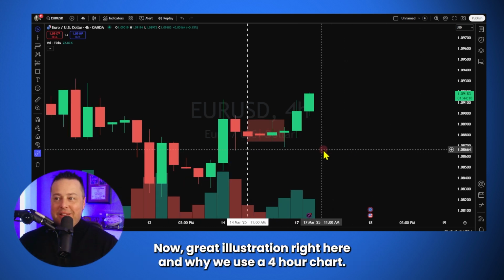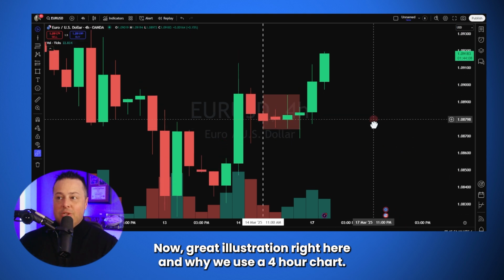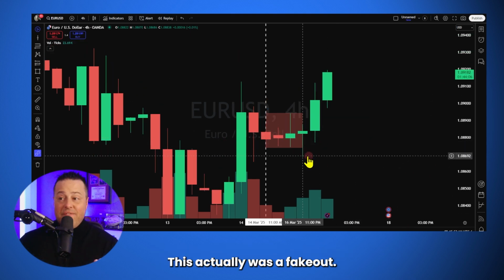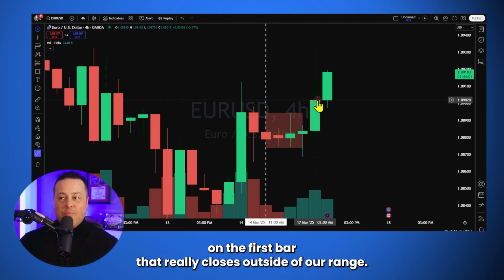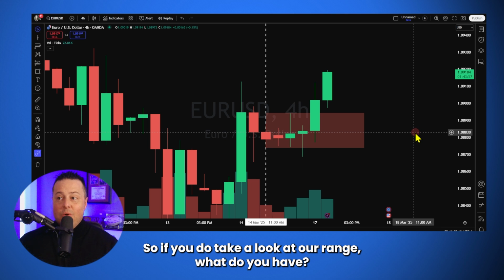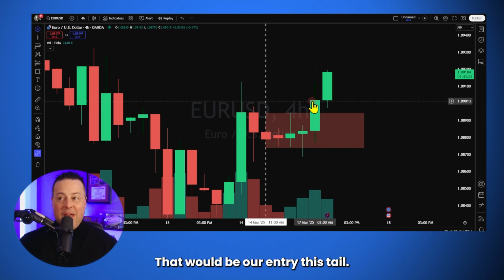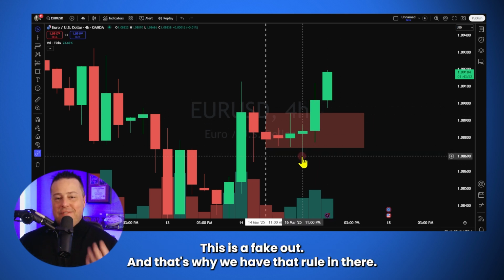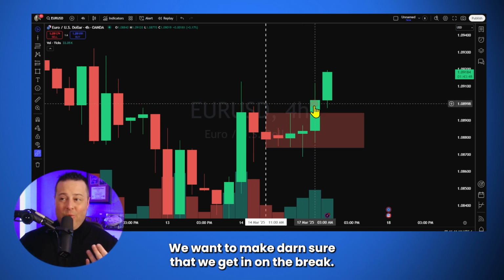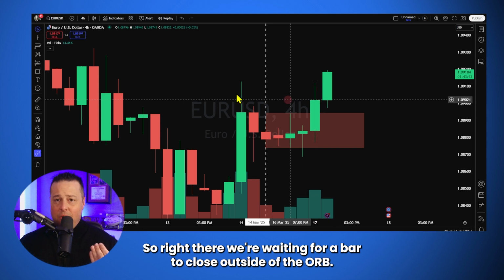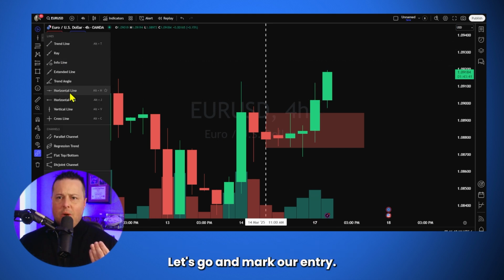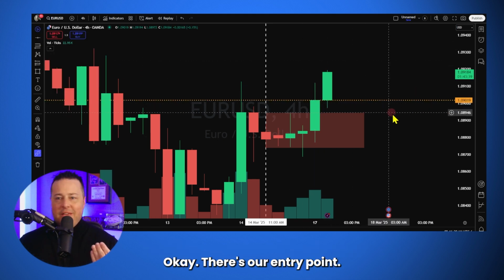Now, a great illustration right here of why we use a 4-hour chart. This actually was a fake out. If you remember our ORB rules, we're looking to go in on the first bar that really closes outside of our range. If you take a look at our range, you've got a close right there. That would be our entry. This tail is a fake out, and that's why we have that rule in there. We want to make darn sure that we get in on the break, not a fake. So right there, we're waiting for a bar to close outside of the ORB. There it is. Let's go ahead and mark our entry. You can see right there, there's your entry point.